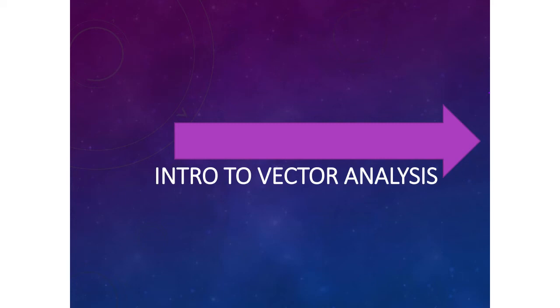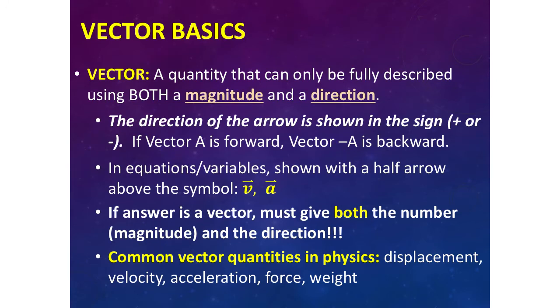Today we're going to talk about vector analysis. Now remember, a vector is any quantity that has both a magnitude, or an amount, and a direction. You can't describe a vector without talking about the direction that the object is traveling in, for example. And that direction is often shown in the sign, positive or negative. Generally, if an object is moving in the forward direction, that would usually be a positive. And if the object is moving in the negative direction, that usually would mean it would be going backwards.